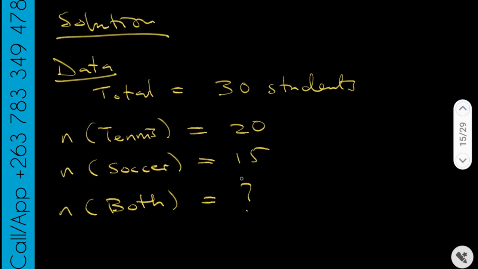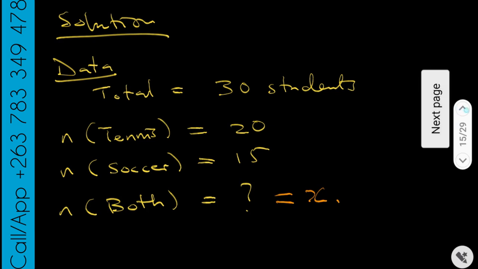So our information broken down now is there's a total of 30 students. Of the 30 students, the number of students who play tennis is 20. The total number of those who play soccer is 15. But the number who play both is unknown. And so we'll just call it X for now.